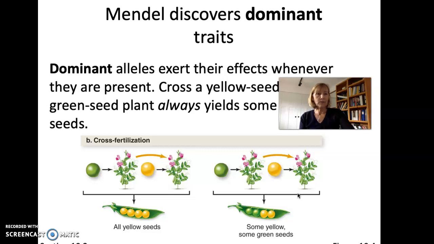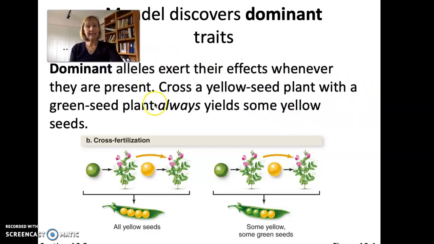So what he did was actually discover dominant traits. You know, a dominant allele exerts its effect whenever it's present. So you cross a yellow with a green and you'll always get some yellow seeds. So there was dominance, and that's sort of what he first came up with.